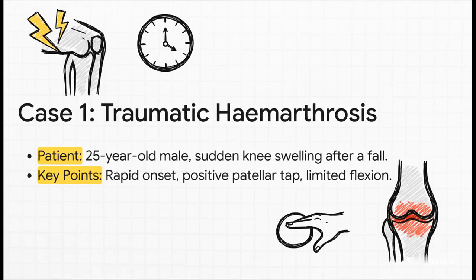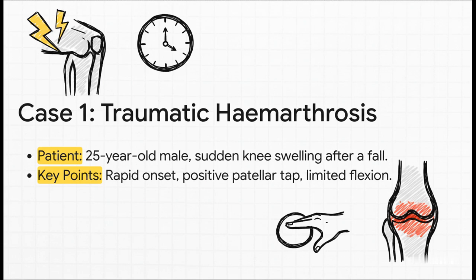Okay, look at the story this slide tells us. We have a young man, there was a clear history of a fall, and then, this is the key, sudden swelling. That word sudden should make you think of one thing. Swelling that pops up within a few hours of an injury is almost always blood in the joint, which we call haemarthrosis.